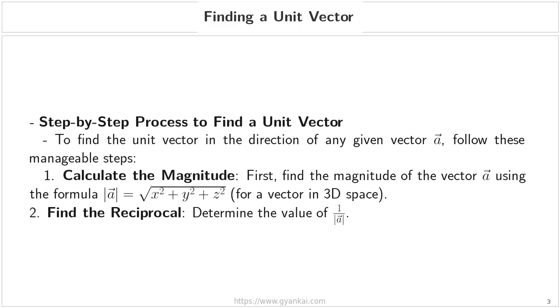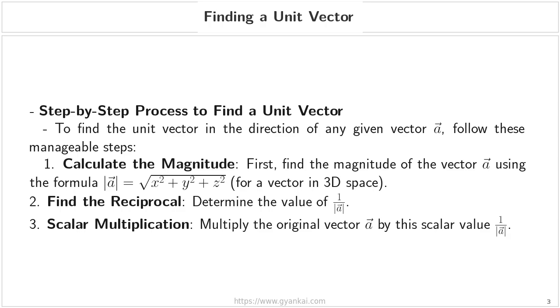Step 2. Find the reciprocal. Once you have that magnitude, you need to find its reciprocal. In other words, you are calculating 1 divided by the magnitude of a. This value is what we will use to scale our vector. Step 3. Scalar multiplication. Now, take your original vector, and multiply it by that scalar value we just found, which is 1 divided by the magnitude of a. This is the core step, where we actually shrink the vector's length without changing its direction.